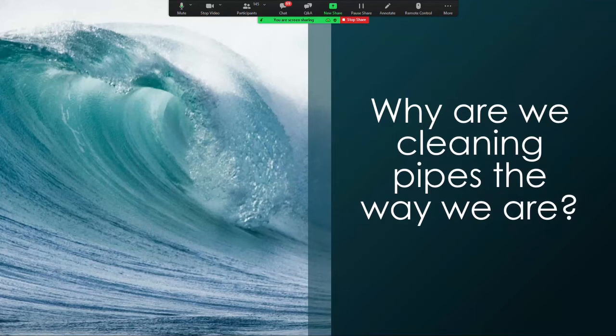Exactly, yeah. So another question that came in, and this was an interesting one, is how small can you go with some of these cleaning units? The question was the smallest diameter pipe that can be power flushed.